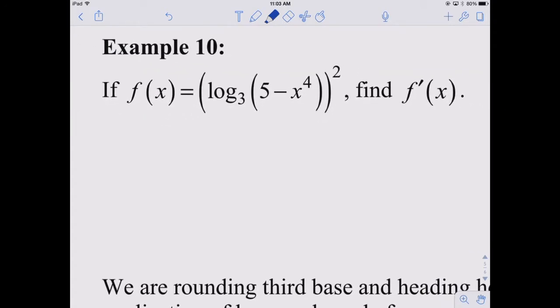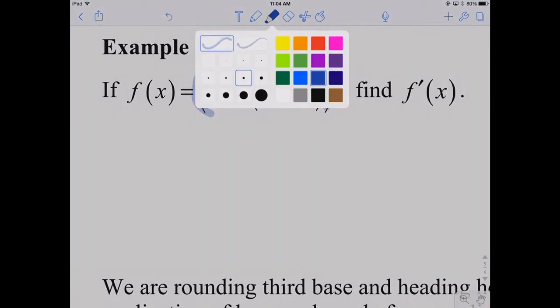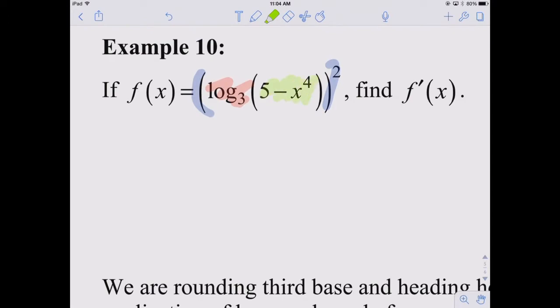Ready? Here we go. If f of x equals log base 3 of (5 minus x to the 4th) quantity squared, find f prime of x. Wow. This one is already written kind of in a nice form for us to differentiate, isn't it? We walk up and we first see blob squared. The next layer inside is log base 3 of blob, and then the innermost blob is 5 minus x to the 4th. So this will be a chain rule with how many factors? As many factors as we have layers, so I see 3. You got the squared layer, the log layer, and then the polynomial layer.